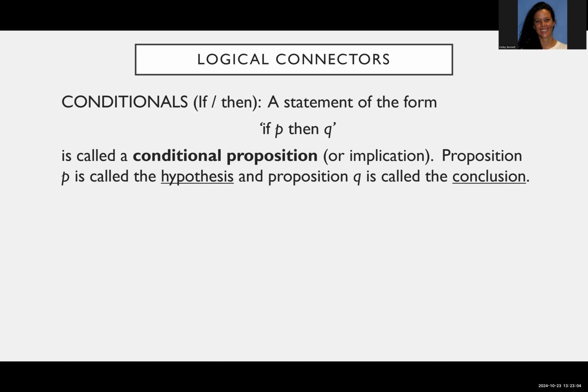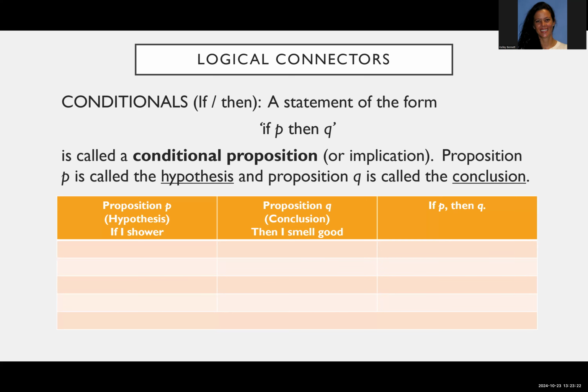Proposition P, the if P, the first part, is called the hypothesis. And proposition Q, then Q, is called the conclusion. It's the second part. And we're going to be able to set up a truth table for conditionals. Typically, in this introductory part of logic, for new folks in the world of logic, this table is something that gets memorized, though I am going to try to contextualize it with a fun and cheeky example.